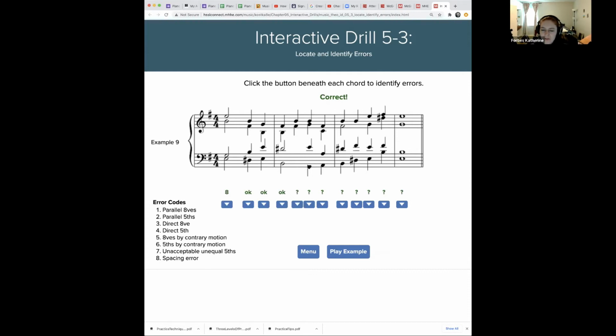Okay, what's wrong with the first one so bad that it needs a spacing error? You have more than an octave between the tenor and the alto part. You can only have more than an octave between bass and tenor. You see what I'm saying? We could drive a semi-truck through here.